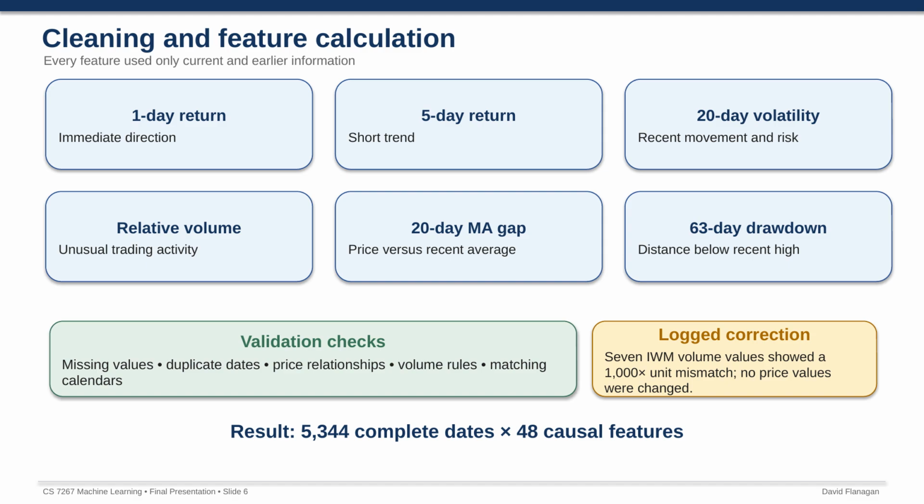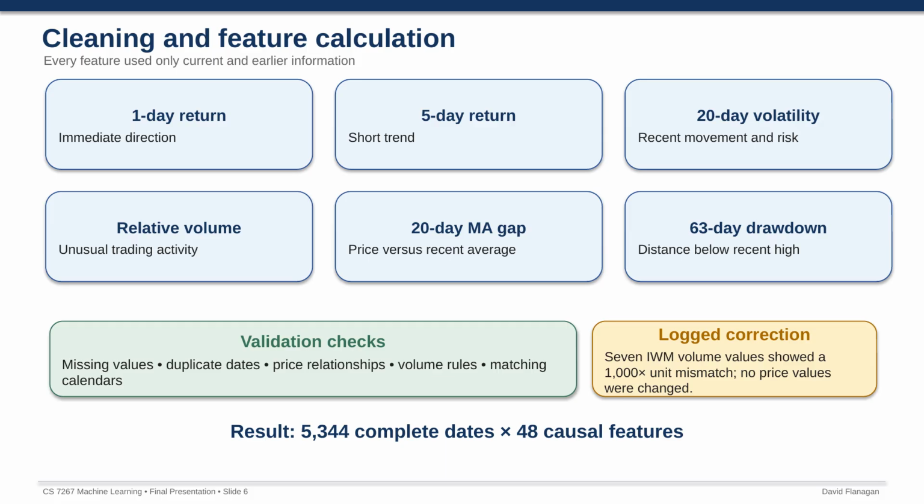The raw files were checked for missing values, duplicated data, invalid prices, incorrect high and low values, and unusual volume. 7 IWM volume values had a 1,000 times unit mismatch and were corrected in a separate recorded step.